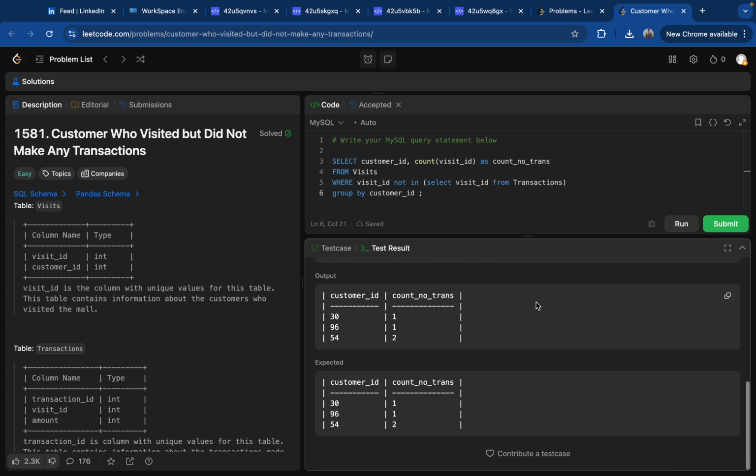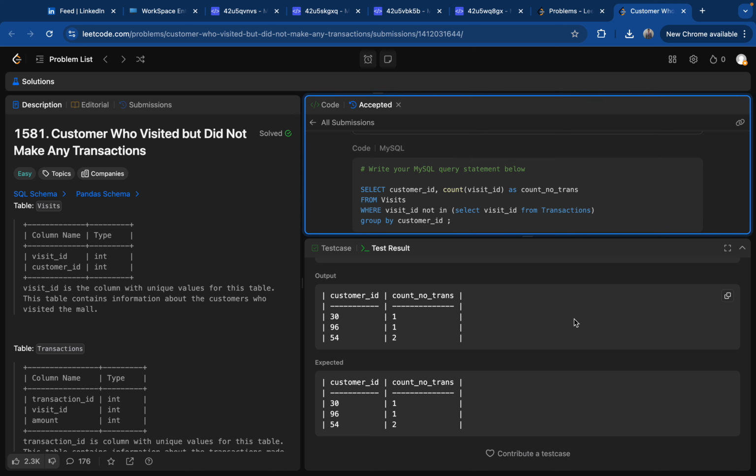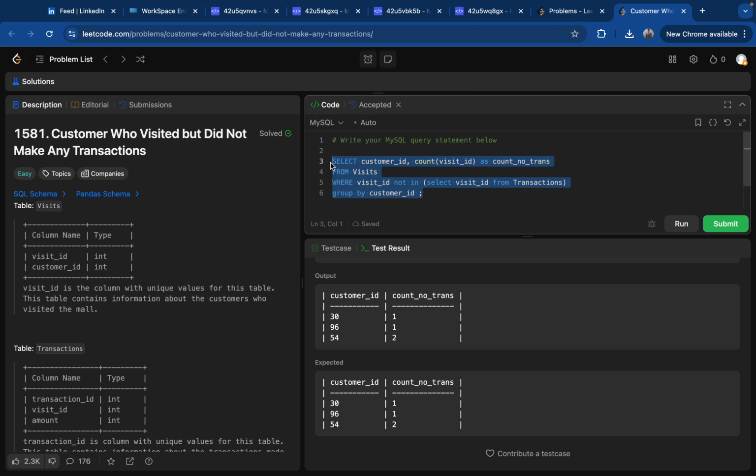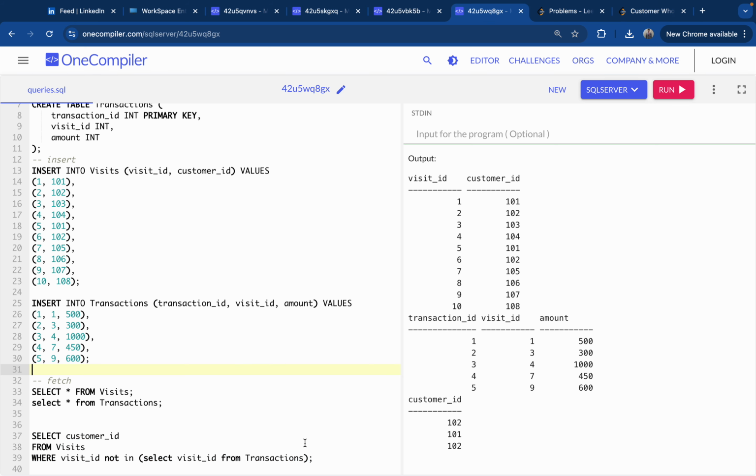So okay, we are getting the expected result. 30 did it once, 96 once and 54 two times. Submit. It got submitted. So let me copy this one and paste it here.